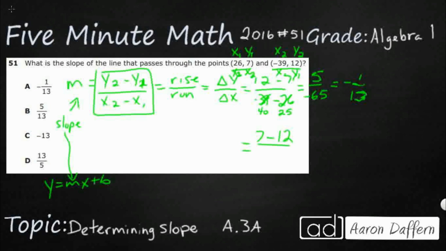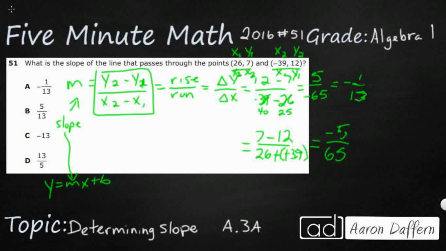And then my x2 is going to be 26. And then my x1 is going to be negative 39, so I'm going to be subtracting negative 39. So that's going to end up being a positive, right? So 7 minus 12 is going to equal negative 5. And then I'm going to get my 26 plus 39. It's going to be that same thing. It's going to be 65.